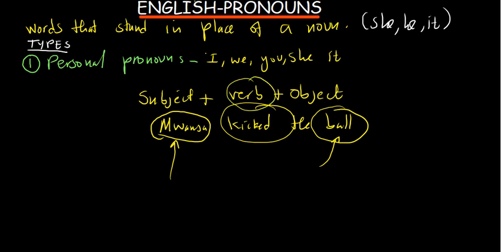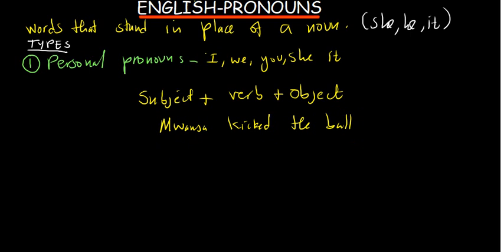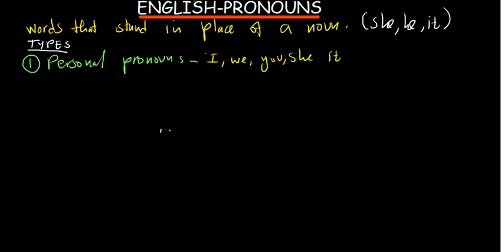So we are saying personal pronouns are used as subjects. Just the same sentence I've written here, instead of writing Mwansa, I can use a personal pronoun to substitute that. I'm going to say, I kicked the ball, or we kicked the ball, or you kicked the ball, or she kicked the ball. So a personal pronoun is going to stand in place of a noun. So that is one type of pronoun.